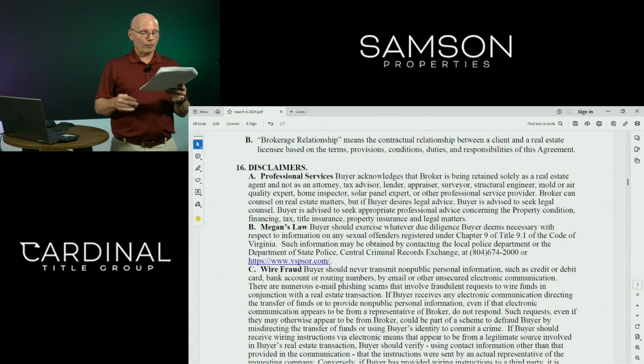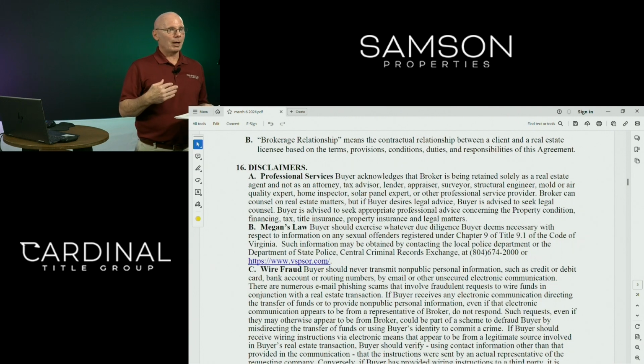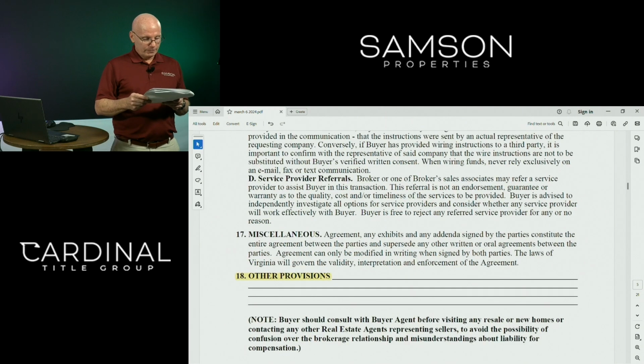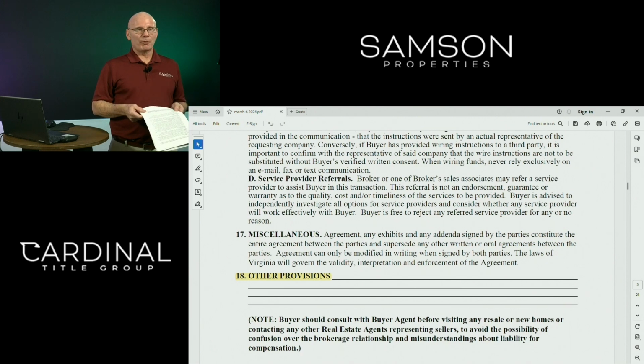And then service referrals, just because we're giving a client a referral doesn't mean that we're getting anything, we're just giving them a referral based on they do good work or they have good prices or whatever. If you are getting money from those referrals, you're supposed to disclose that fact. 17 is miscellaneous. And then 18 is the other provision paragraph, which I was talking about earlier. If you have a fee that you're charging as a team fee or something like that that you want to write in here, you could do that in here.